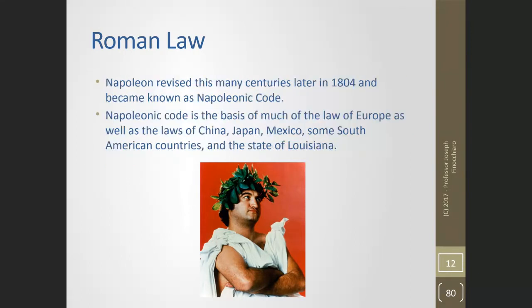Napoleon revised this many centuries later in 1804, and this became known as the Napoleonic Code or the Code Napoleon. The Napoleonic Code is the basis of much of the law of Europe, as well as the laws of China, Japan, Mexico, some South American countries, and the state of Louisiana.